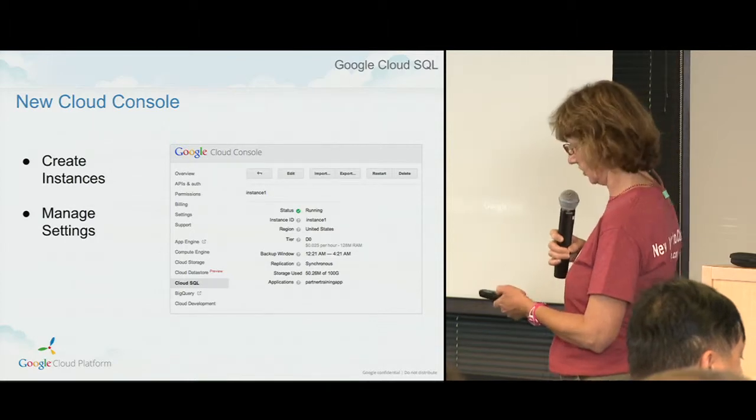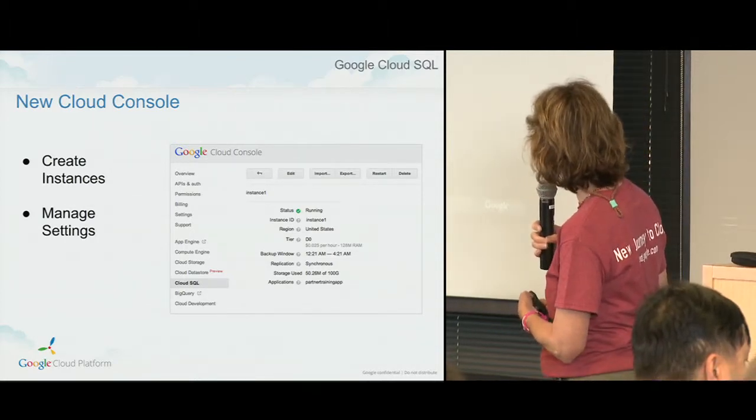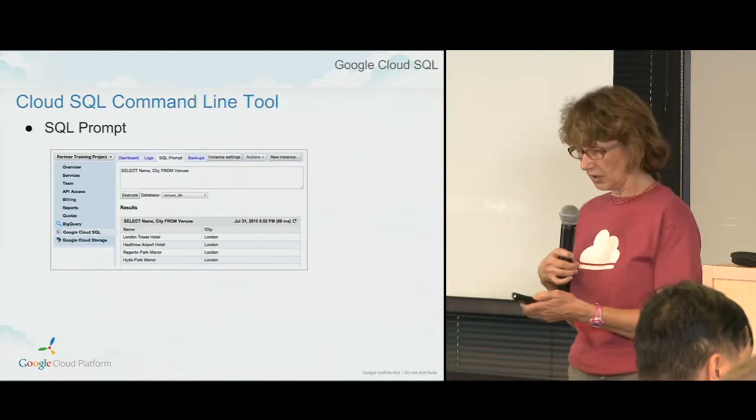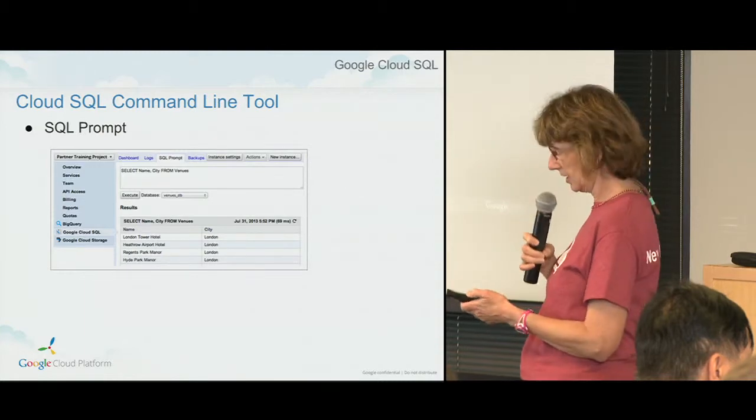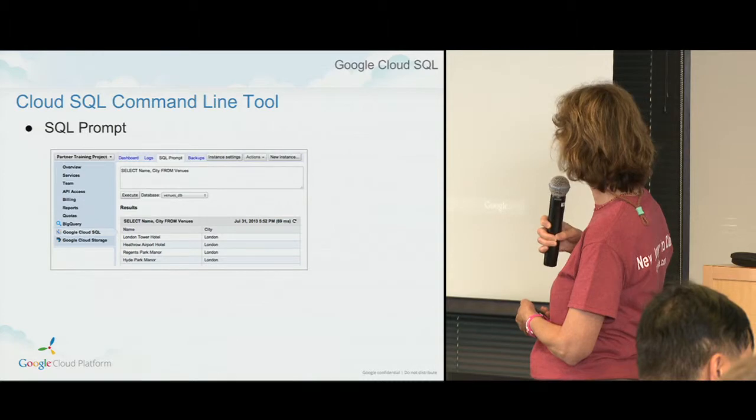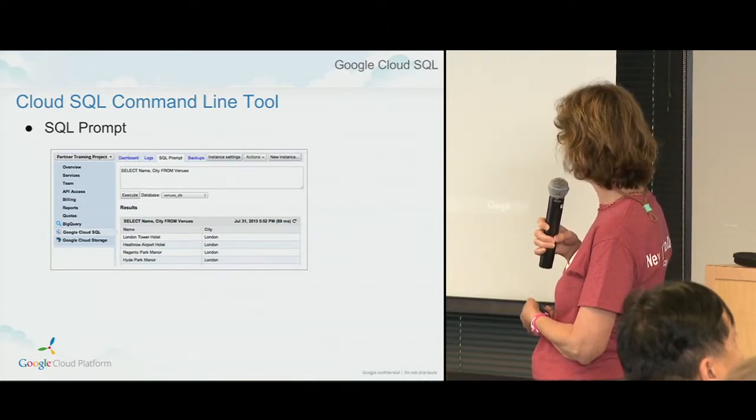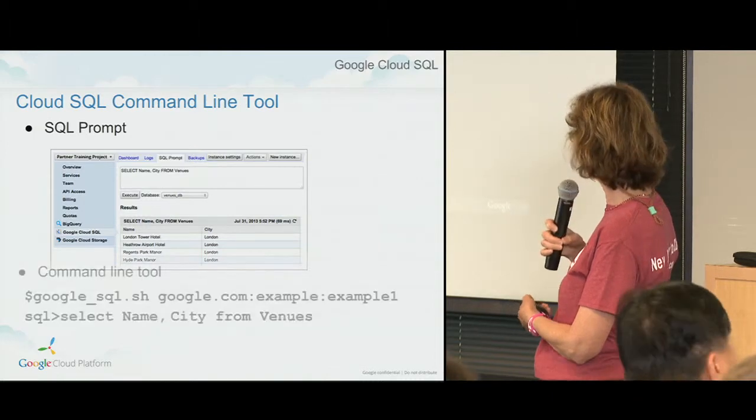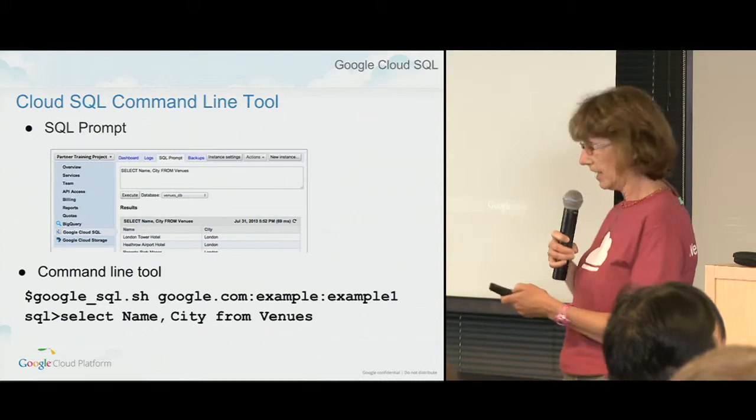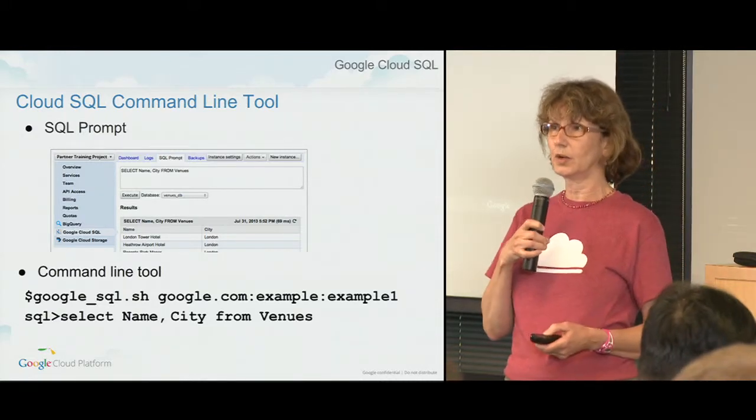So again, this is just, in the Cloud console, you create your instance, you manage your settings, you edit the settings here. Okay, so now I'm going to talk about the command line tool. This top picture is just the SQL prompt in the API's console. And then we have a tool called Google SQL.sh that lets you, from the command line, connect to your database and run queries.